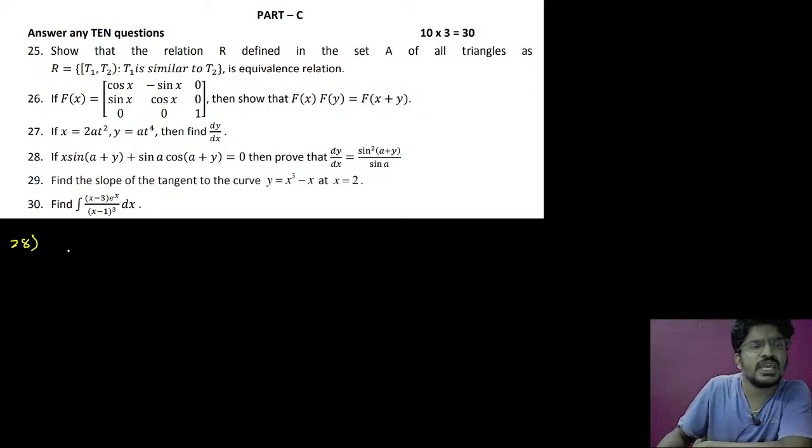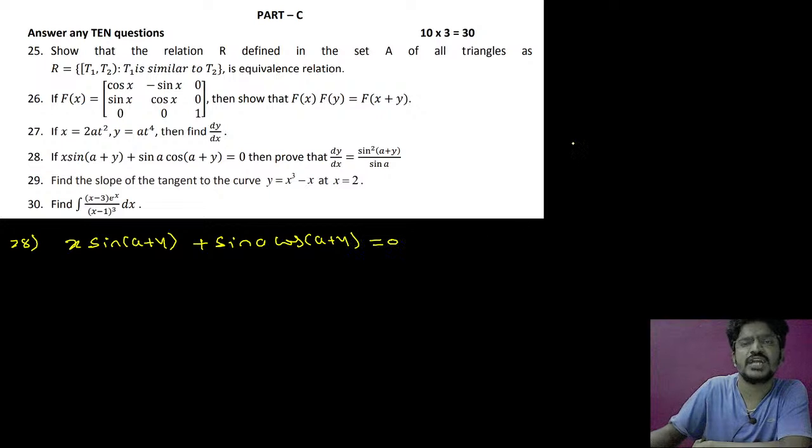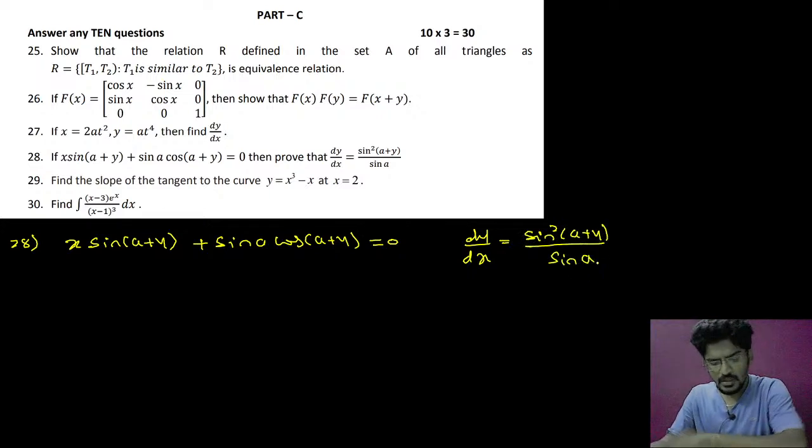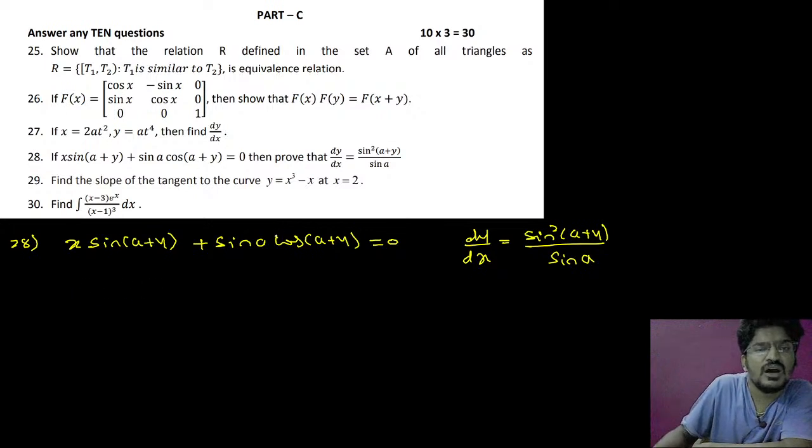So problem number 28. This is x into sine of a plus y plus sine a into cos of a plus y equal to 0. Show that dy by dx is equal to sine square of a plus y divided by sine a. Okay. So in this problem you have to be very careful. Why you have to be very careful? I will explain. Here this is sine a.